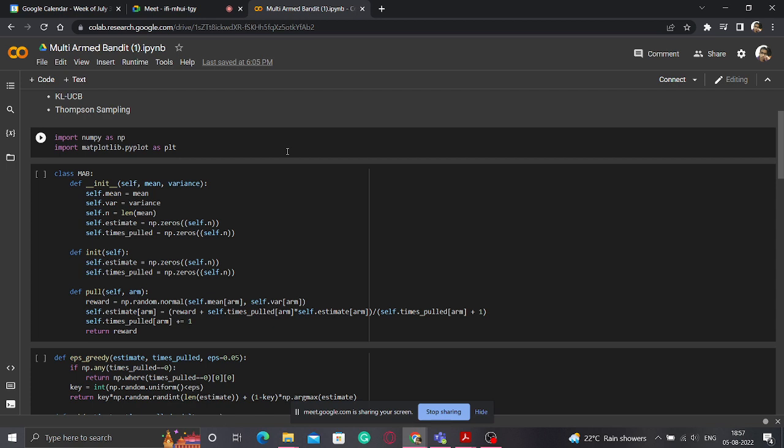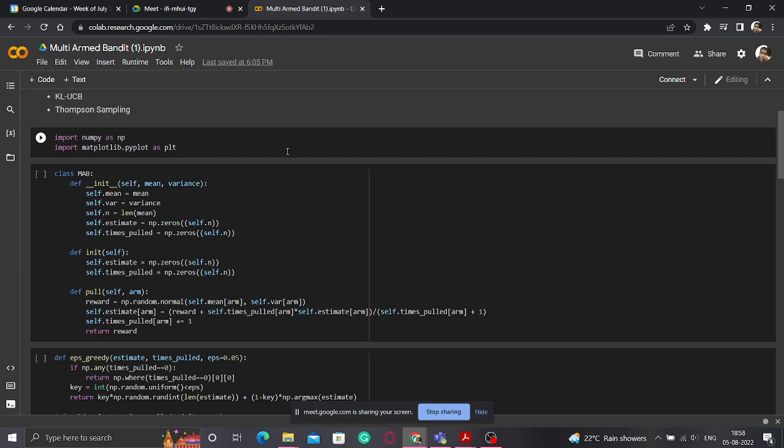Is my screen visible? Your screen is visible. Okay, yeah. So in UCB, you don't want to go to the true value of only the optimal arm. You want to go to the true value of each and every one.